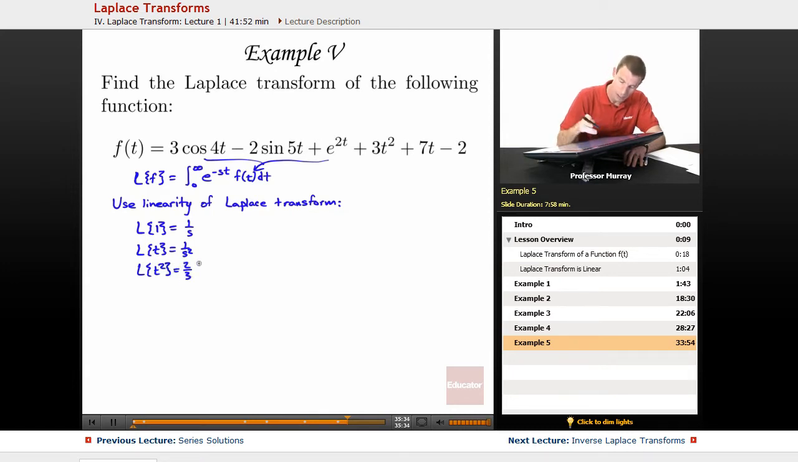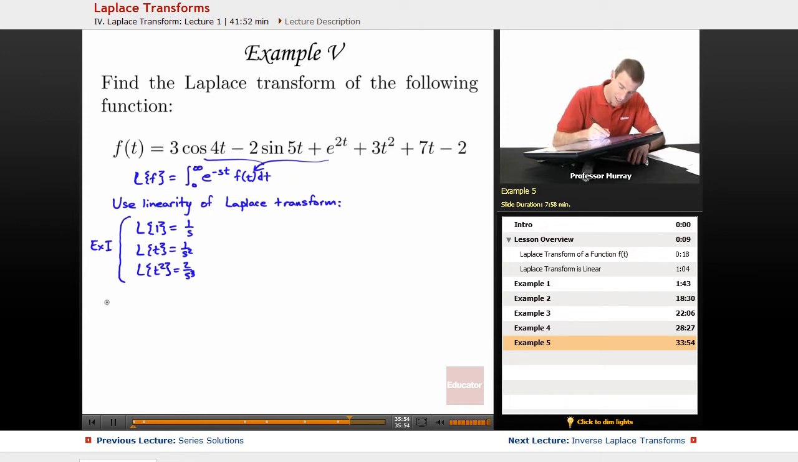I'm looking at the various pieces of this function here, and I'm trying to remember what the Laplace transform of each one was. So this came from example 1. If it's been a while since you worked through example 1, maybe go back and take a peek at that, and you'll see where these come from.